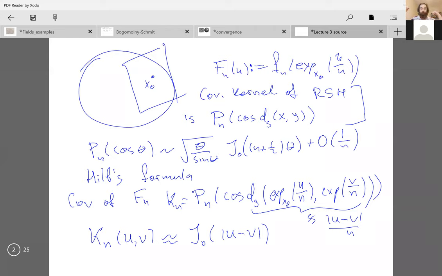So that's the main conclusion. So random spherical harmonic converges to random plane wave. Okay? Does it make sense?